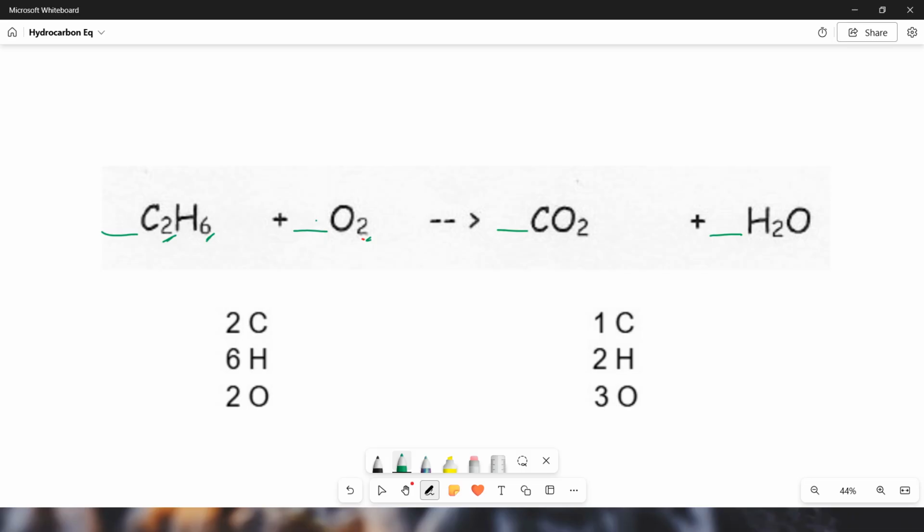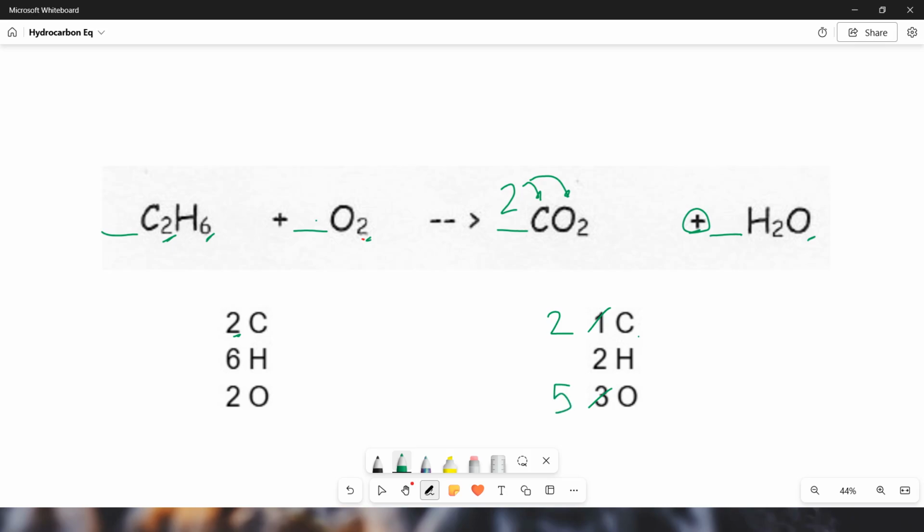So looking at carbon on the left, we have 2 carbons, and on the right we have 1 carbon. I am going to put a 2 in front of the carbon dioxide, and I must change both the carbon and the oxygen. So 2 times 1 carbon is going to change my total to 2 carbons, and 2 times 2 gives me 4 oxygens plus the 1 that is found in the water, a total of 5.